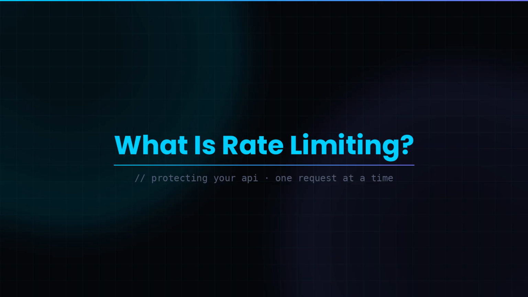It is one of the most overlooked things developers skip when building their first API, and one of the most expensive lessons to learn in production. In this video, we are going to break down what rate limiting actually is, how the algorithms work, what attacks it stops, and how to implement it the right way.